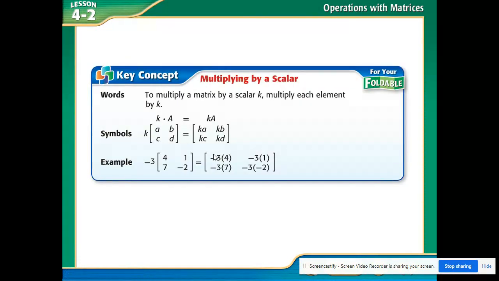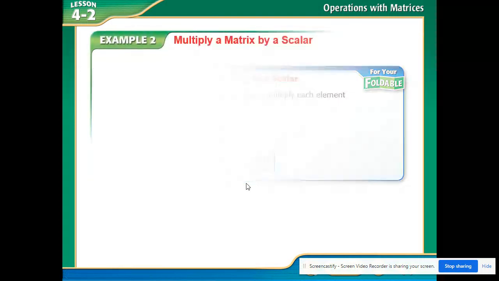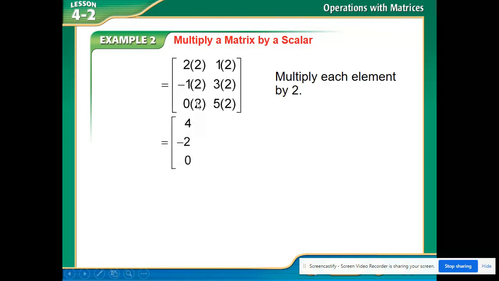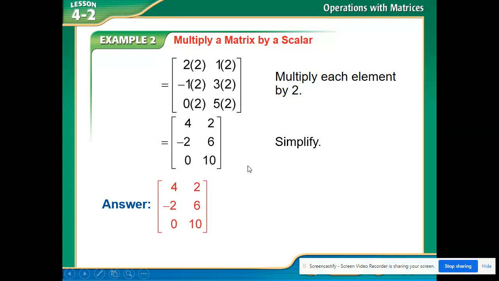All right, second concept, multiplying by a scalar. This is actually kind of like distributing. So we've got a number on the outside, in this case called K. And so we just take that K and multiply by everything on the inside. So negative 3 times 4 and negative 3 times 1, and we just multiply them all. So if I want to find 2A, what I'm going to do is take everything in A and multiply by 2. So this top row becomes 4, 2. Middle row becomes negative 2, 6. And then the bottom row is 0, 10. So just multiply everything by 2.